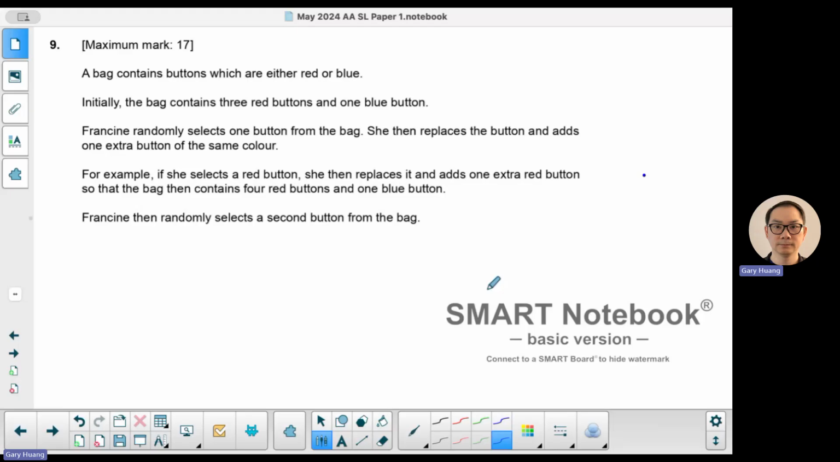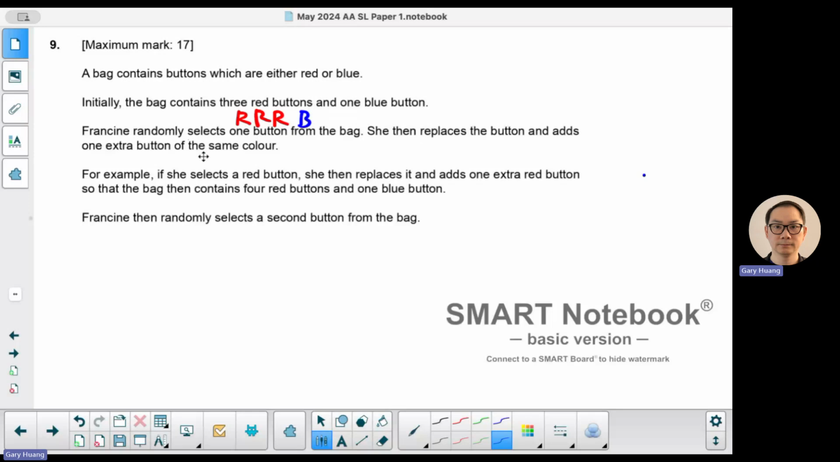Today we're going to look at number 9 of the May 2024 standard level paper 1. As you can see, this is a probability question. It says a bag contains buttons which are either red or blue. Initially, the bag contains 3 red and 1 blue.